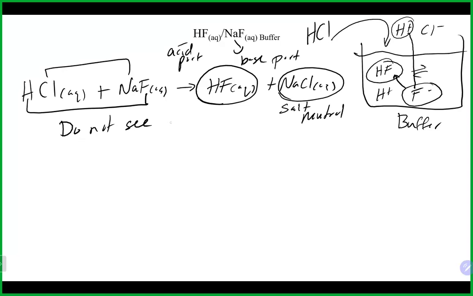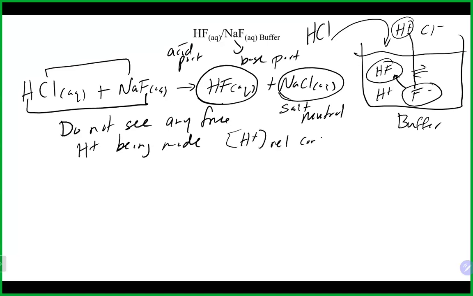So we do not see any free H plus being made. And what that means is the concentration of H plus will stay relatively constant, whatever concentration you had to start with. And that means your pH will stay relatively constant as well. It will go down a little bit, but you will not see a really big jump because you didn't just influx a ton of H plus into the solution really quickly. And it basically gets tied up in making HF in this case.